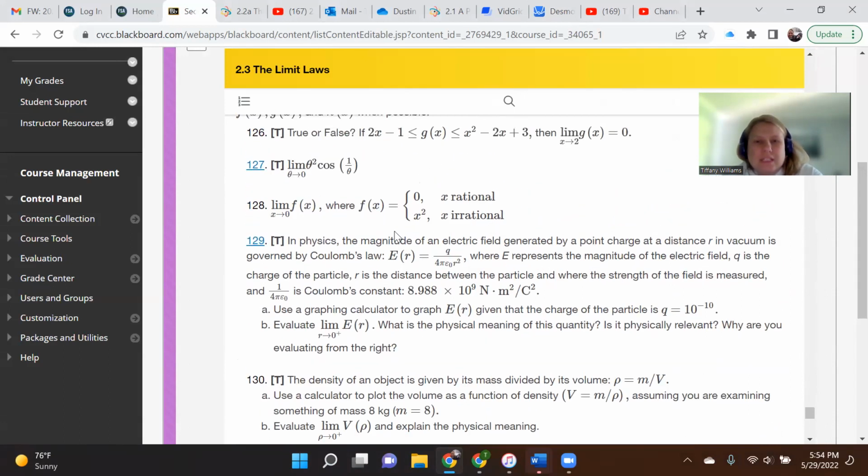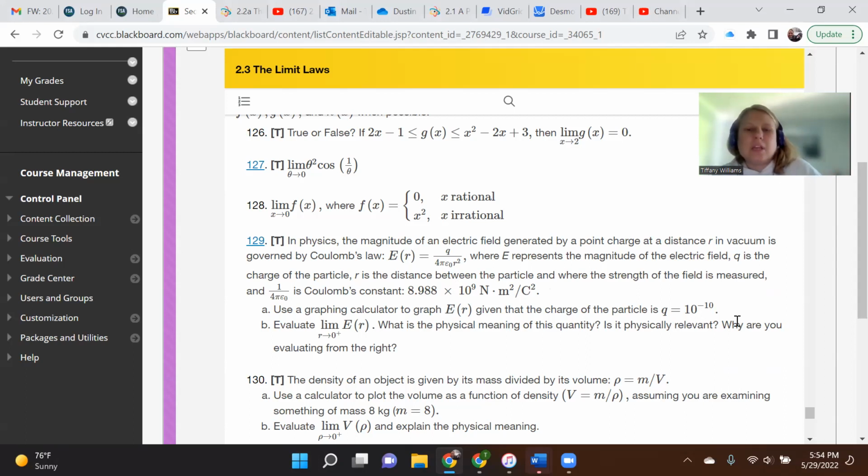So in physics, the magnitude of an electric field generated by a point charge at a distance r in a vacuum is governed by this particular law here, where E represents the magnitude of the electric field, Q is the charge of the particle, R is the distance between the particle, and then that constant there is going to be that. So they ask us to use a graphing calculator to graph E of R, given that the charge of the particle is Q equals 10 to the negative 10.